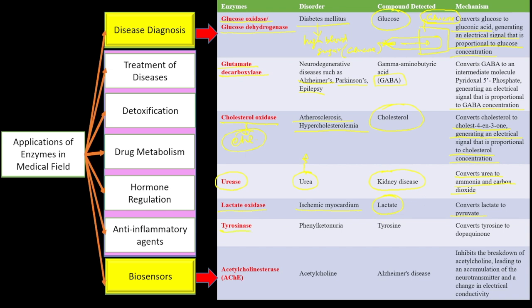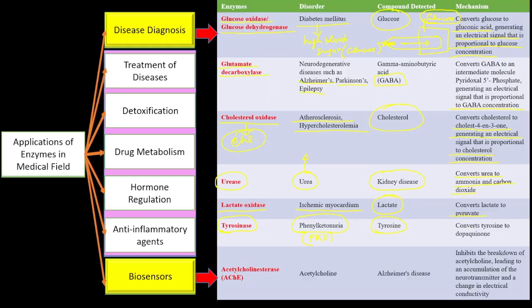Then we have the tyrosinase. Tyrosinase is an enzyme which helps you detect the genetic disease called phenylketonuria, or PKU, right? And it detects the level of tyrosine, because when there is a disturbance of phenylalanine metabolism, it is going to accumulate a large quantity of tyrosine. So it converts the tyrosine into dopaquinone, and in this process, it helps you detect the level of tyrosine present in the biological fluid.